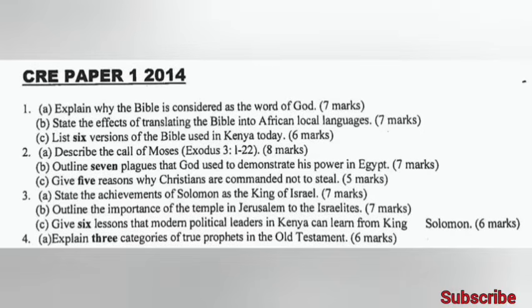Question 3a. State the achievements of Solomon as the king of Israel. B. Outline the importance of the temple in Jerusalem to the Israelites. C. Give 6 lessons that modern political leaders in Kenya can learn from King Solomon.